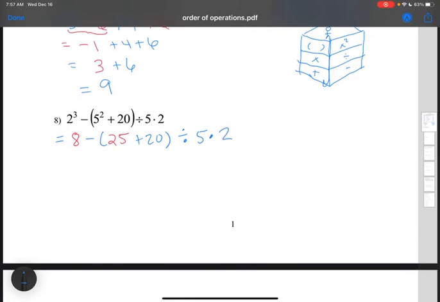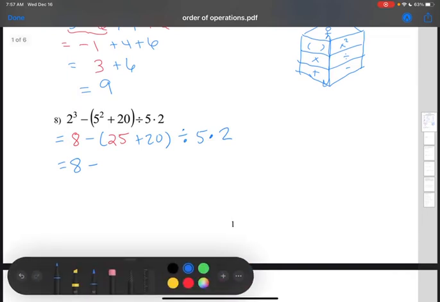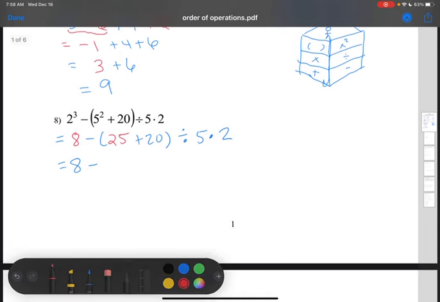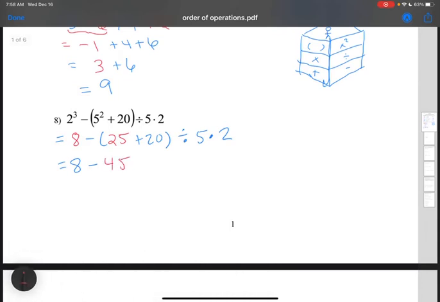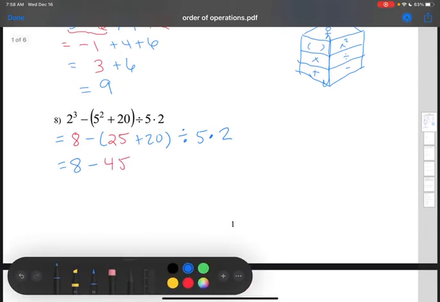Okay, so we have our exponents. Now, what should we do next? The parentheses, right? So we have an 8 and then minus. What do we have there in parentheses? 25 plus 20 would be a 45. So we brought down that minus. So now 25 and 20 is 45. And then just copy down the rest.